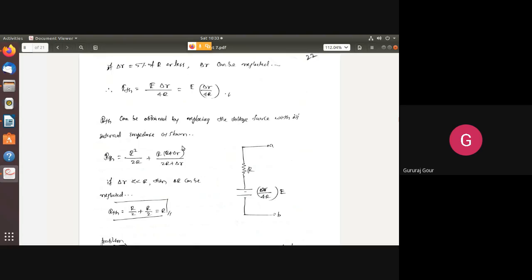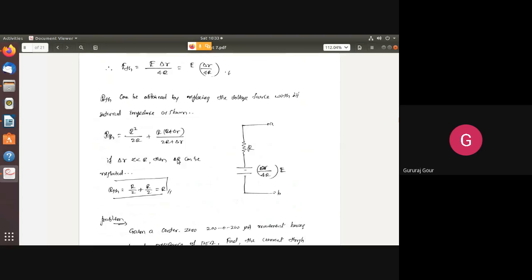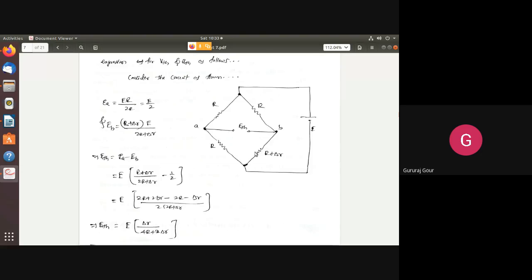Similarly, we can get RTH. RTH can be obtained by replacing the voltage source with its internal resistance. So this one should be short circuited.